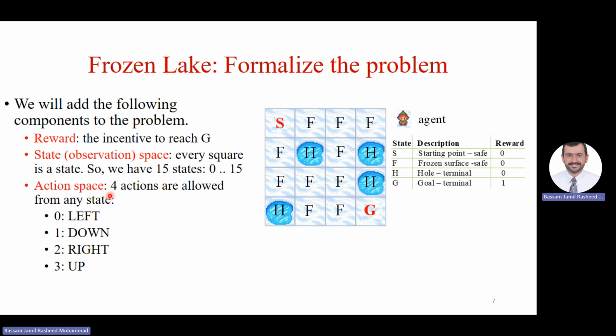And we have 4 actions in any state. In any of those states, right, there are 4 actions. Okay. We're going to consider the goal as a terminal state, and so are those holes. They are terminal states, but I'm going to terminate with a loss. I did not cross the lake.